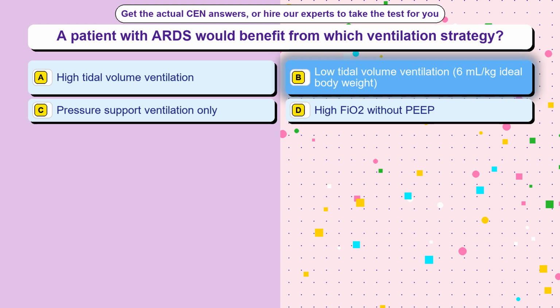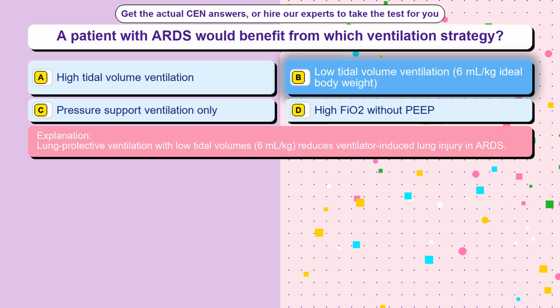The correct answer is option B, low tidal volume ventilation, 6 ml/kg ideal body weight. Lung protective ventilation with low tidal volumes, 6 ml/kg, reduces ventilator-induced lung injury in ARDS.